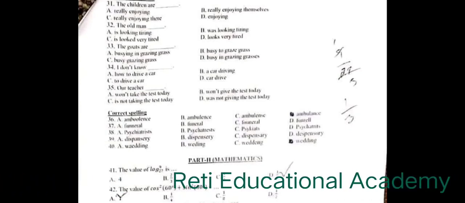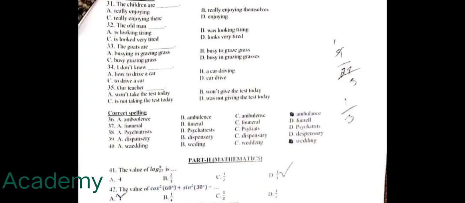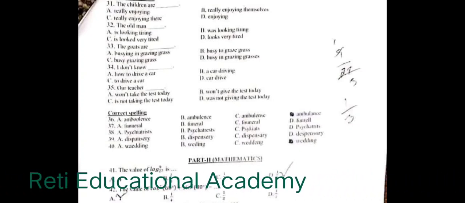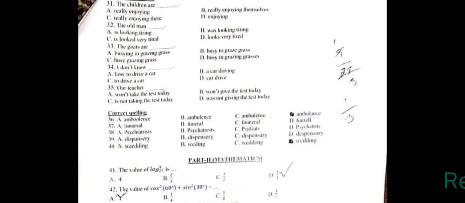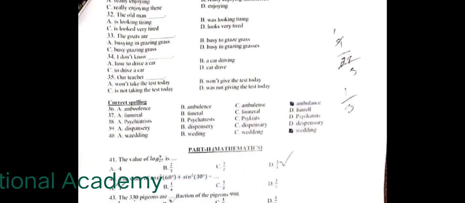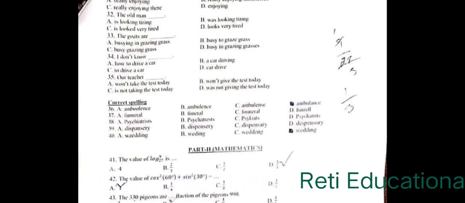Question number 35. Our teacher A. Won't take the test today. B. Won't give the test today. C. Is not taking the test today. D. Was not giving the test today. And the correct answer is B. Our teacher won't give the test today.